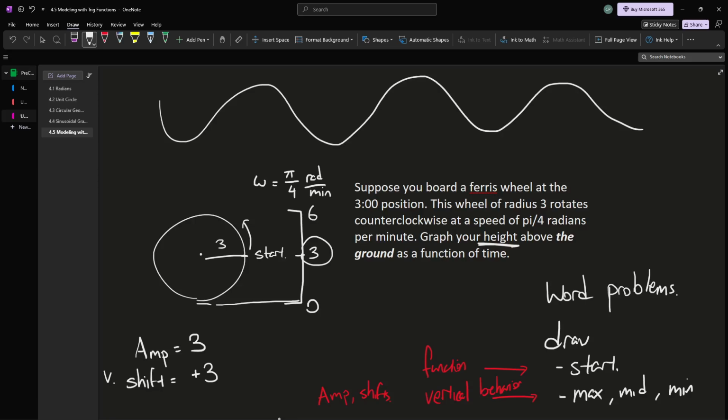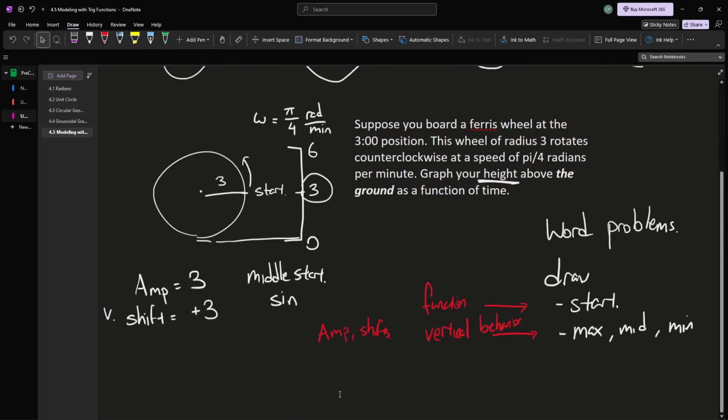Next up, my function. Where am I starting? I'm starting in the middle. Which of my two functions, sine or cosine, starts in the middle? So middle start means sine. So we have a lot of information already.